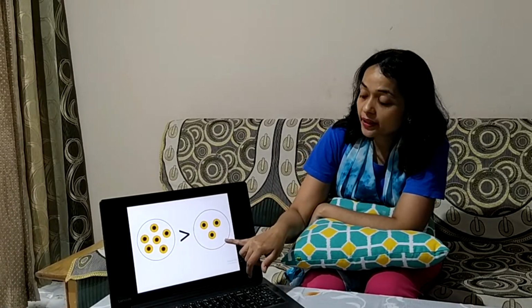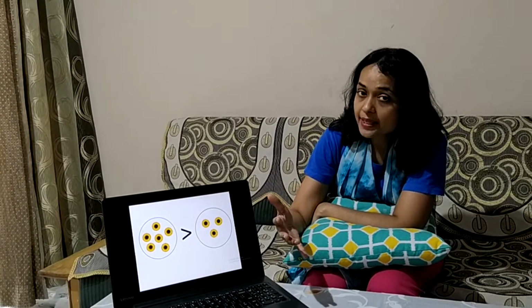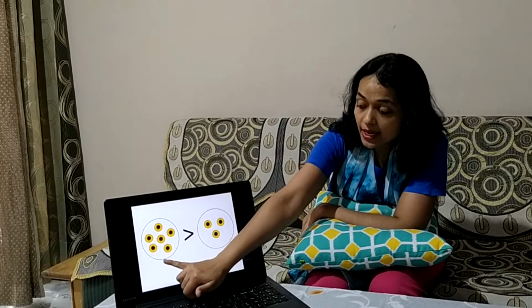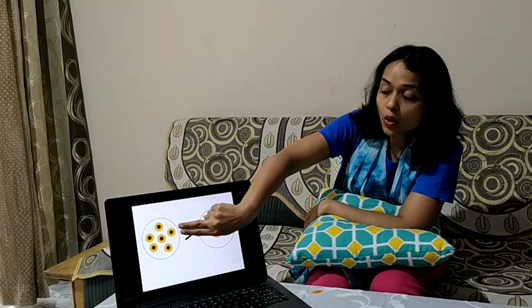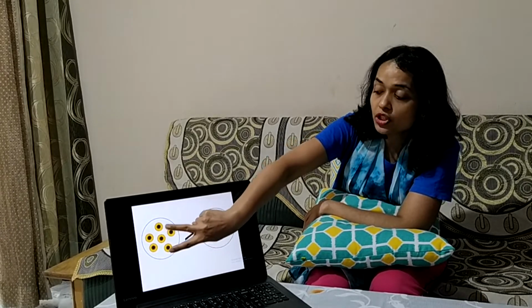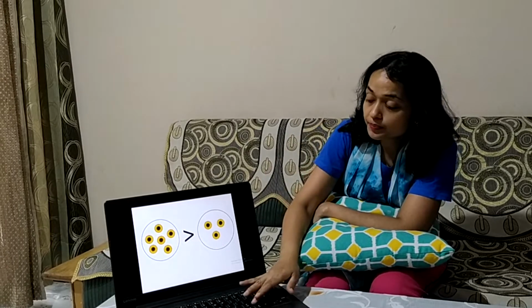Now here we have 2 groups, 1, 2, 3, 4, 5, 6. In this we have 6 flowers, and in this group we have 3 flowers. So which group has more flowers? This group. Here we have 6, here we have 3. So 6 is greater than 3. So this has more, and again the mouth is wide open. The number which is greater, the mouth towards it is open.